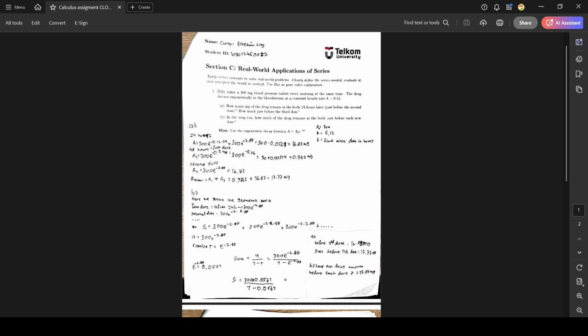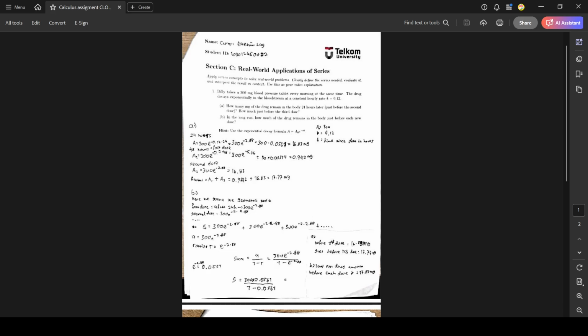First, I'm gonna read the question. Bill takes a 300 milligram blood pressure tablet every morning. At the same time, the drug decays exponentially in the bloodstream at a constant hourly rate K equal 0.12. In A, we want to know how many milligrams of the drug remain in the body 24 hours later, just before the second dose, and how much just before the third dose. So from here, we're gonna count it.